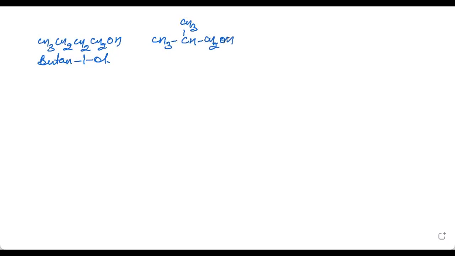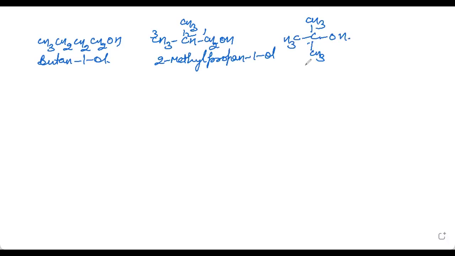So this is isobutyl alcohol, or the IUPAC name is going to be 1, 2, 3. At the second position, we have a methyl group: 2-methylpropan-1-ol. Another form can be this one. Now here it will be 2-methylpropan-2-ol. Okay. Now in this case, the molecular formula is C4H9OH.